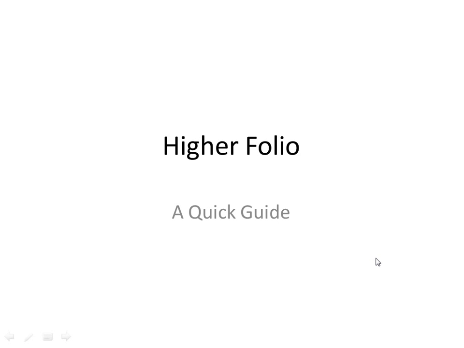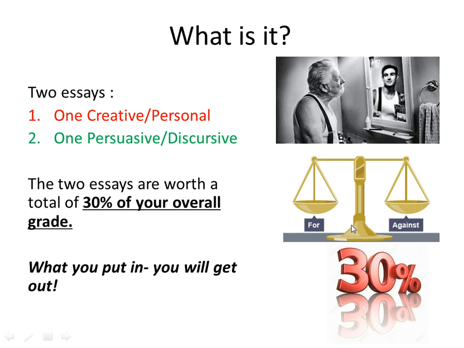Okay, today I want to go through the Higher folio, and this is just a quick guide to get you started. So first of all, what is the Higher folio? All of you are coming from National 5, so it's pretty much set up in the same way. You have two essays, one creative and personal, and a persuasive discursive essay. Both of these are worth 30% of your overall grade.